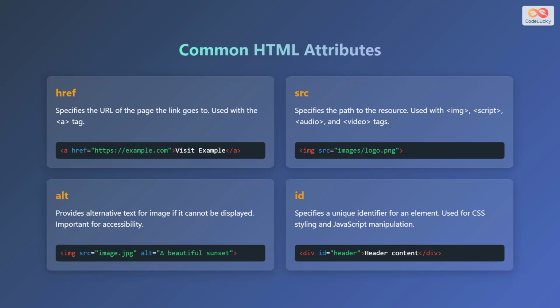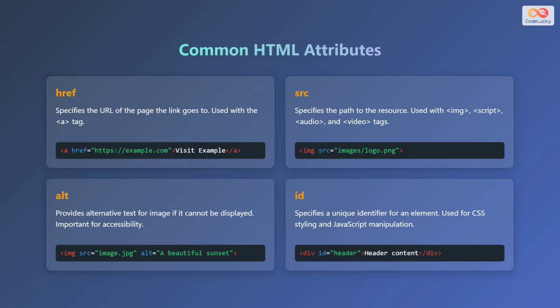Next up is the src attribute. It specifies the path to the resource and is used with img, script, audio, and video tags. Here is an example. The img tag with src attribute and source file path is images/logo.png.